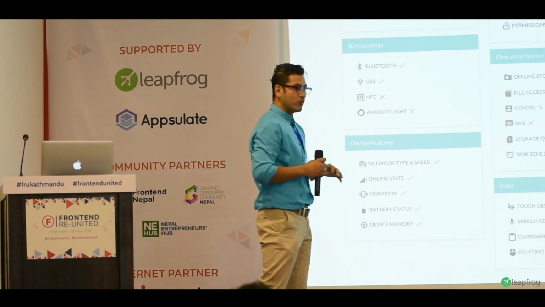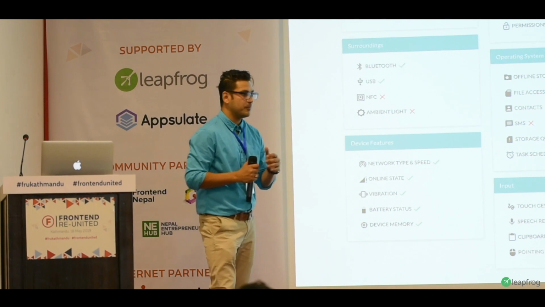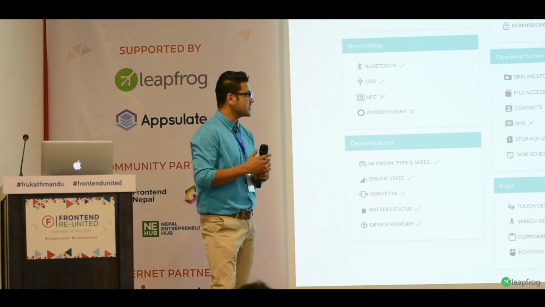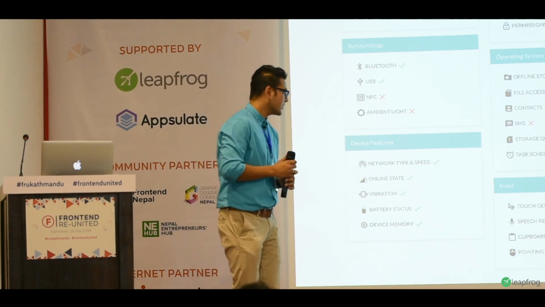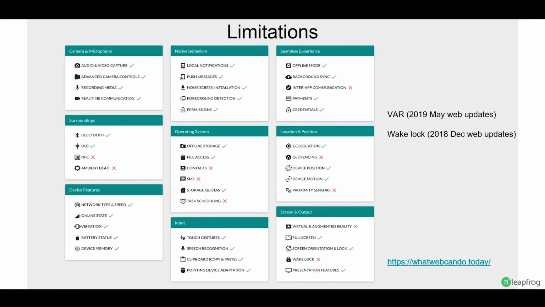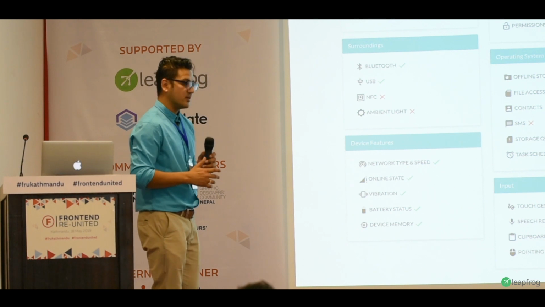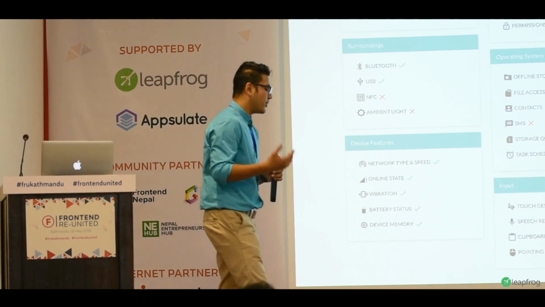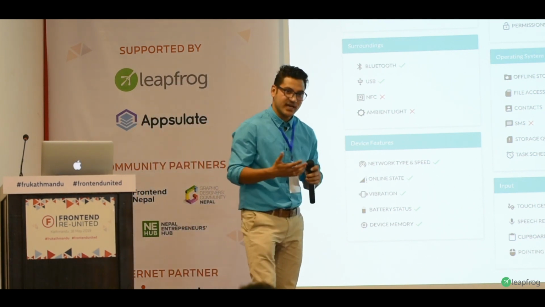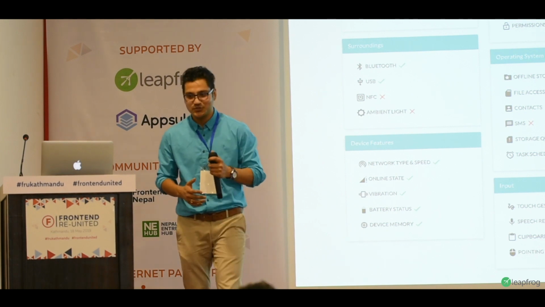Virtual and augmented reality and wake lock are now supported in progressive web apps. This has just been supported in 2019. Right? So you can hit this URL, What Web Can Do Today, in your web browser, and see what your progressive web app can and cannot perform. This is because progressive web apps are browser engine based, right? So what your browser engine can do, a progressive web app can do.